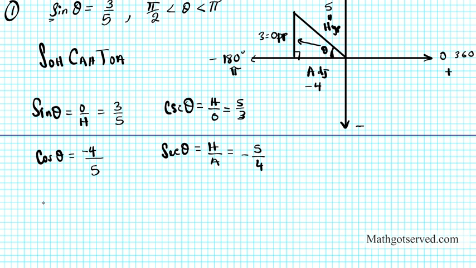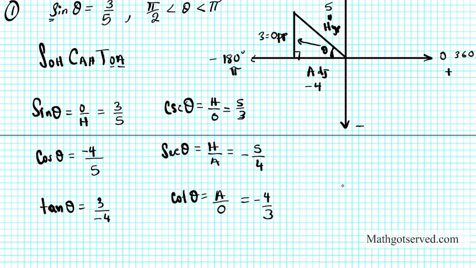Alright. Now from TOA, tan theta is opposite over adjacent. The opposite is 3, and the adjacent is negative 4. So that's tan. That leaves us with cotangent theta being the adjacent over the opposite, the reciprocal of tan, which equals negative 4 over 3. So there goes your 6 trig functions.